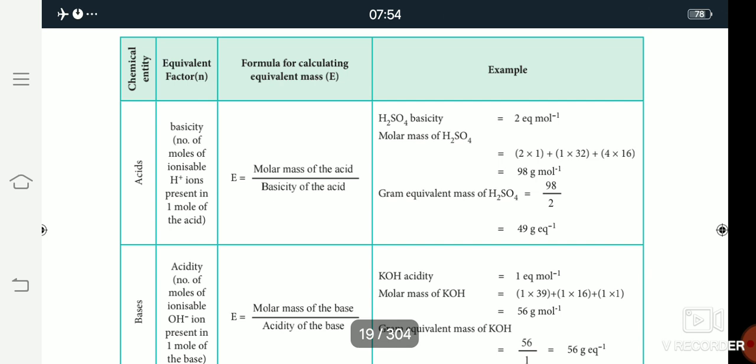Next, the oxygen. The oxygen atomic mass is 16, and the total number of oxygen is 4. So the answer is 98 gram mole minus 1. Then 2 hydrogens are replaced, so 98 divided by 2. So the answer is 49 gram equivalent, EQ minus 1.